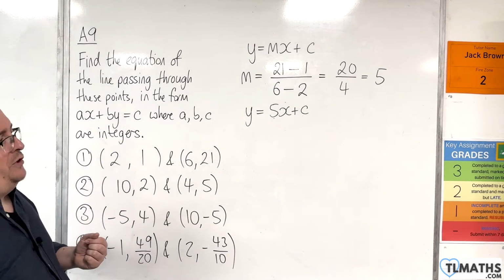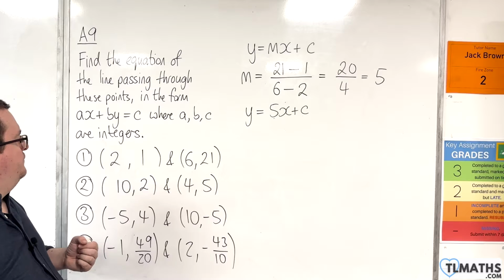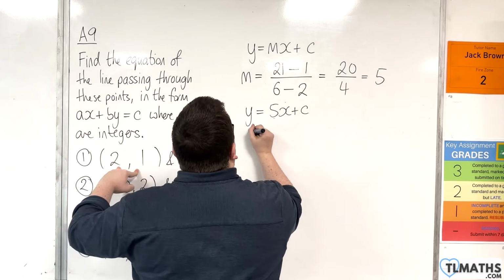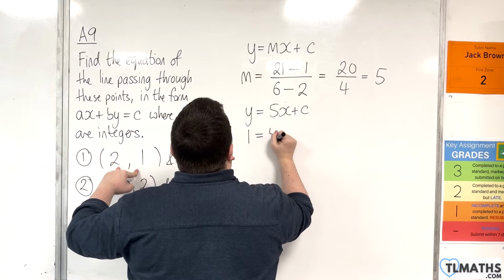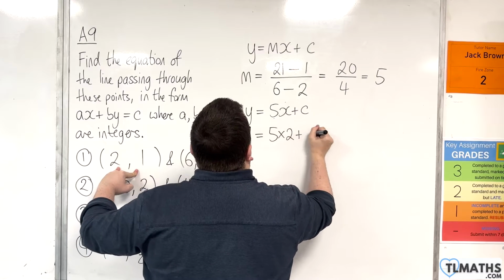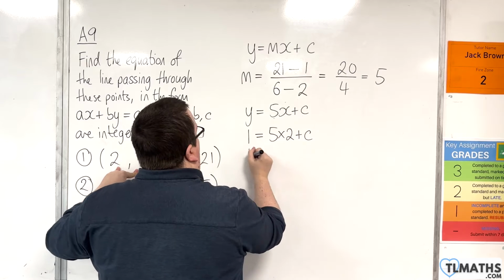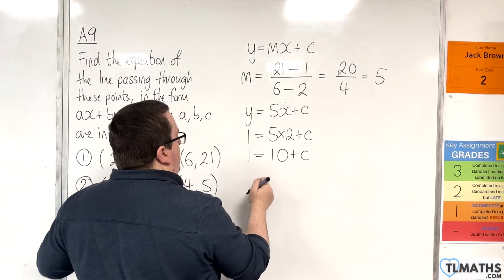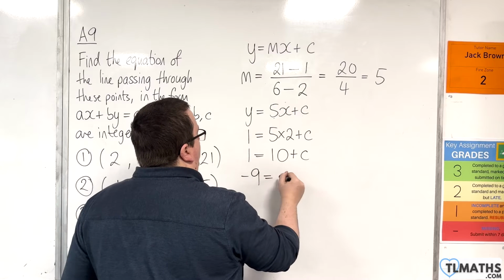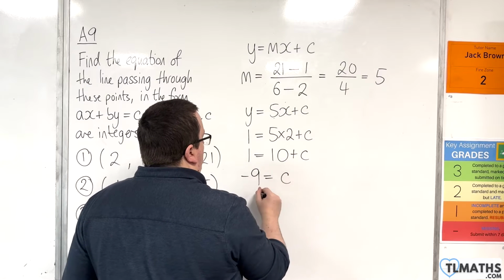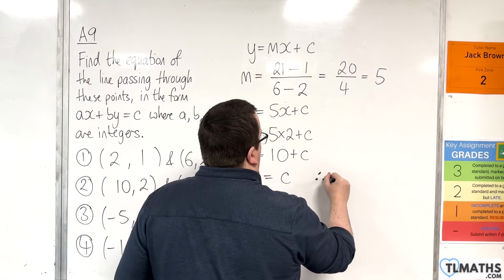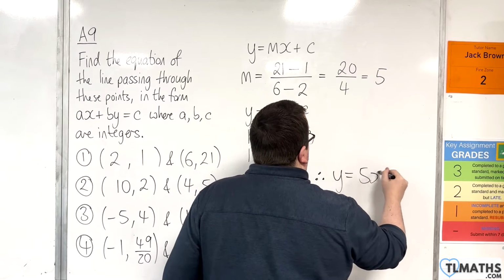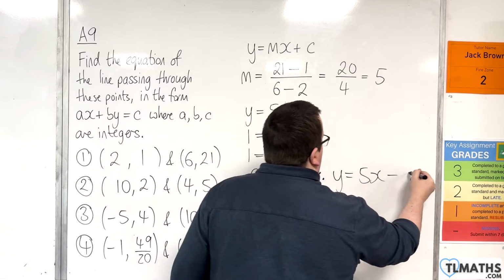I now need to substitute a point in to work out c. So I'm going to choose 2, 1. So the y is 1, the x is 2. So 5 times 2 plus c. So 1 is equal to 10 plus c. And then subtract the 10 from both sides. 1 take away 10 is minus 9. So therefore, y equals 5x, and I've just worked out c, it's minus 9.